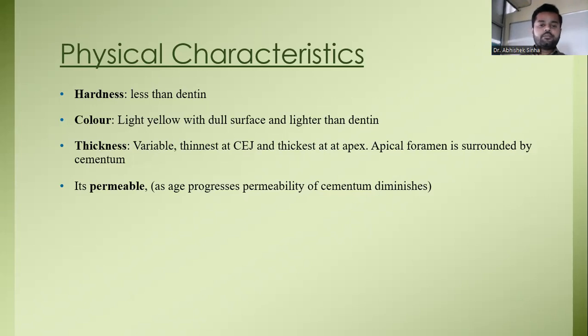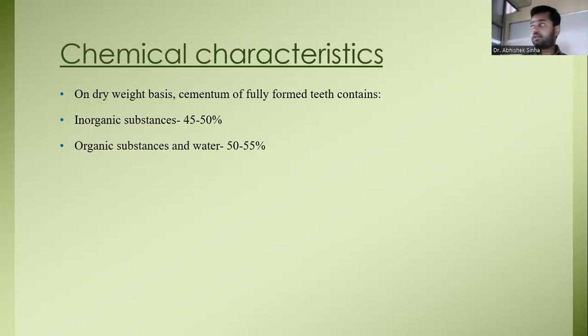Talking about permeability, with age, the permeability diminishes. That means cementum becomes less and less permeable as you age. Okay. So hardness, color, thickness, and permeability: HCTP. Right. After physical characteristics, we have chemical characteristics.